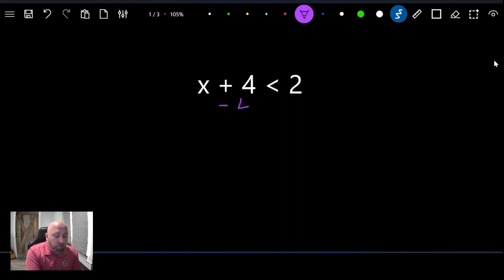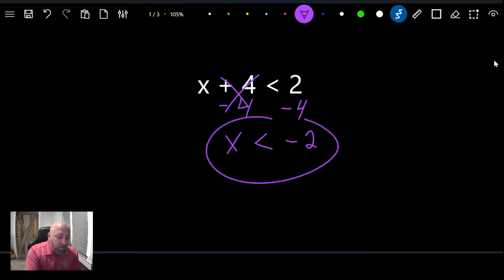So we're going to just subtract 4 from both sides, right? And that's going to cancel that, and we're going to get x, and then we'll write this sign is less than, and then 2 minus 4 is going to give us negative 2. Okay, so this is our answer.